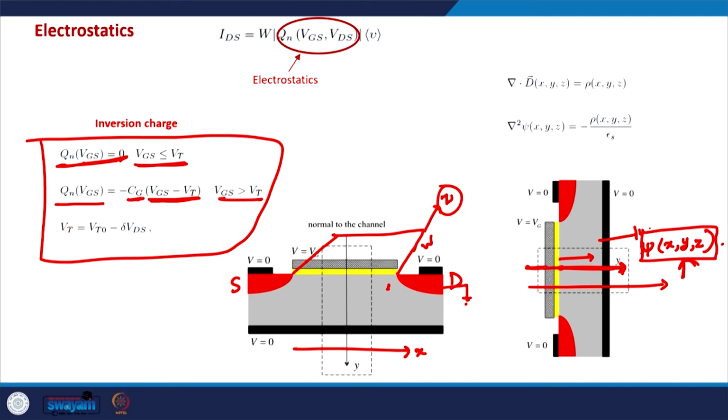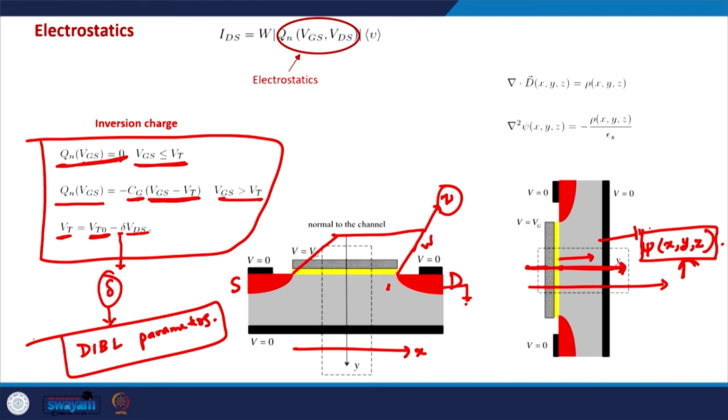And Vt, the threshold voltage, is VT0, the threshold voltage when there is no drain voltage, minus delta times Vds. This delta parameter is known as the DIBL parameter. In MOSFETs, because of the drain voltage, the barrier in the channel is reduced. Generally this is how the barrier looks, and because of the drain voltage, the top of the barrier is also reduced, and that might reduce the threshold voltage as well.